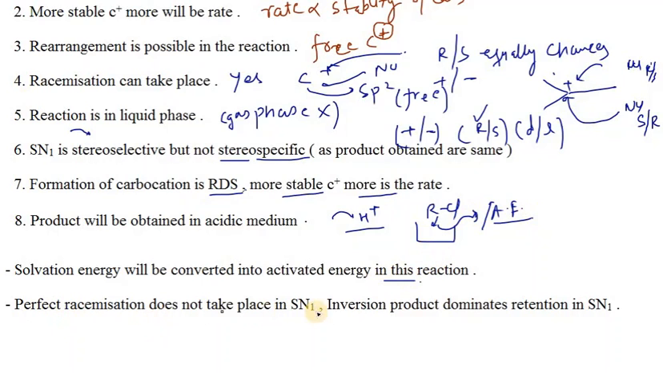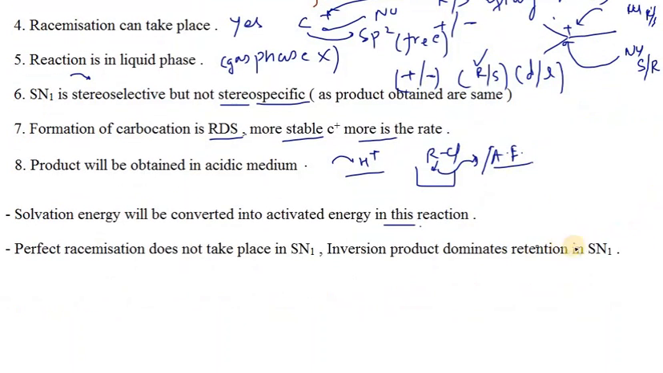Perfect racemization does not take place in SN1. Inversion product dominates over retention in SN1. That is a point to be memorized: perfect racemization is not there. If we call it 50% and 50%, that is not the case. Slightly, the inversion product is dominating in SN1.